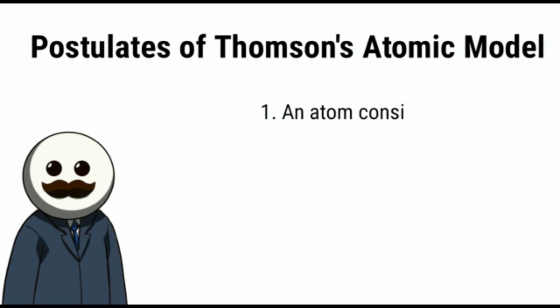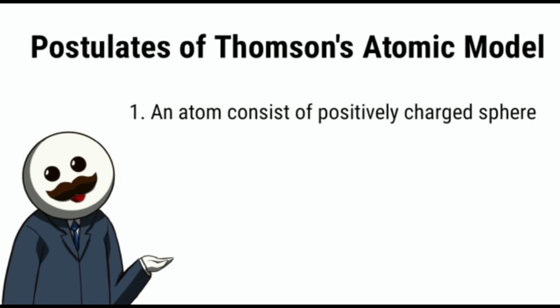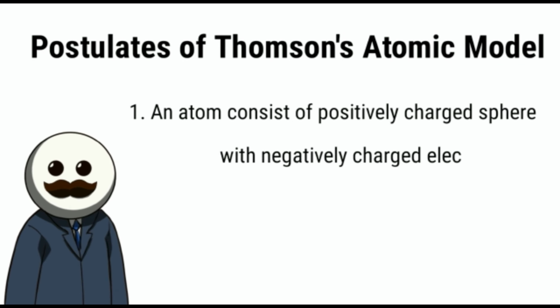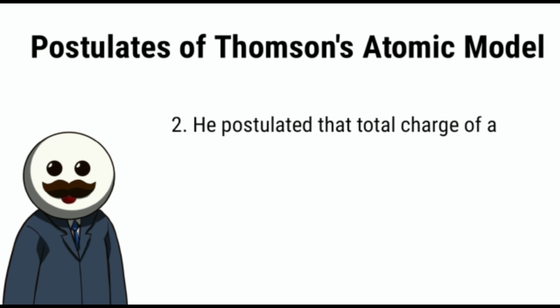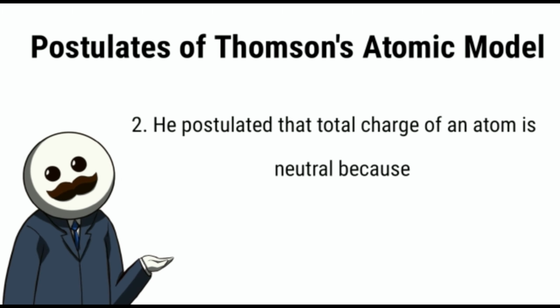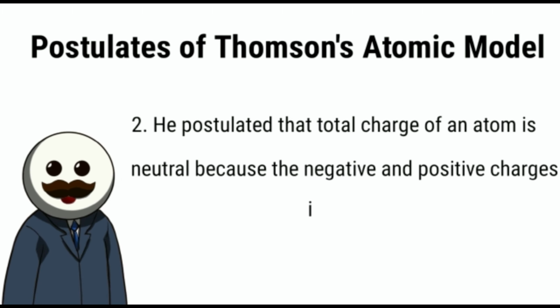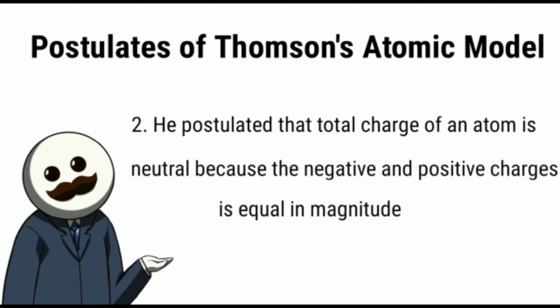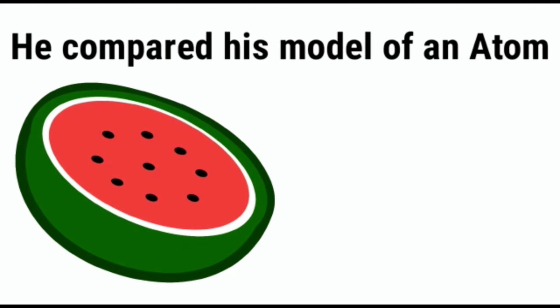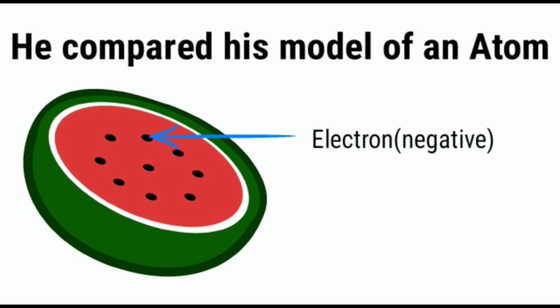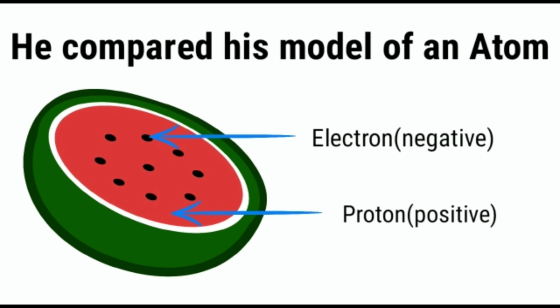Number 1. An atom consists of a positively charged sphere with the negatively charged electrons embedded in it. Number 2. He postulated that the total charge of an atom is neutral because the negative and positive charges are equal in magnitude. He compared the model of an atom to a watermelon, as the seeds of the watermelon are the negatively charged electrons, whereas the red colored part of the watermelon is positively charged.